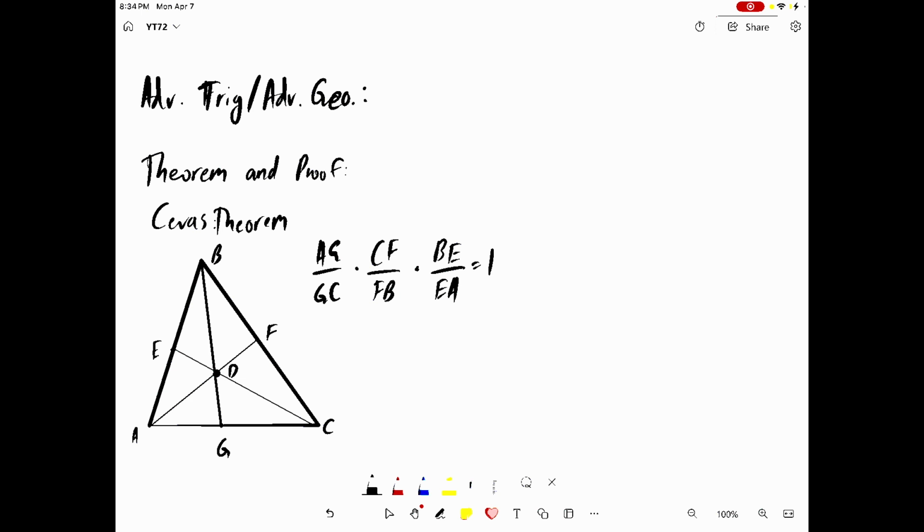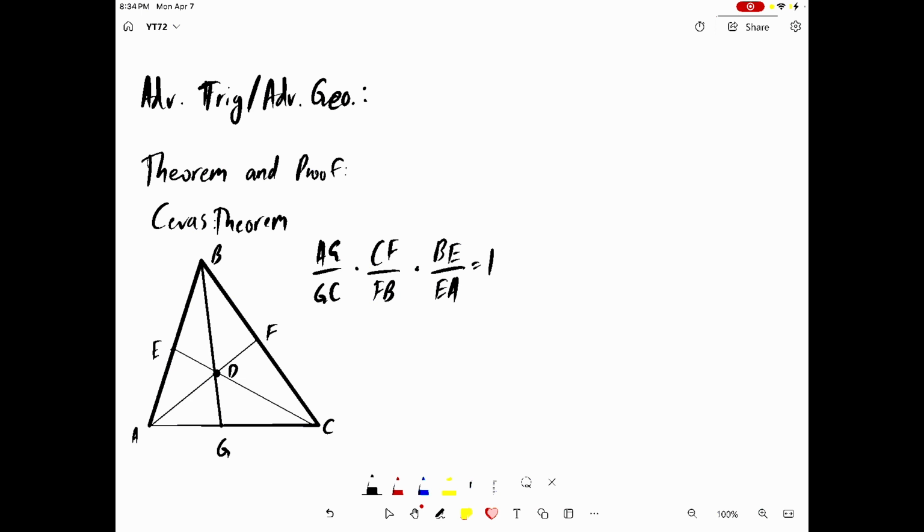So, what is Ceva's theorem? Ceva's theorem states that if we have three Cevians from each of the points, that all intersect at a point D, then AG divided by GC times CF over FB times BE over EA is equal to 1. Now, that's using all the points in the triangle to the left. So, let's actually start proving this.